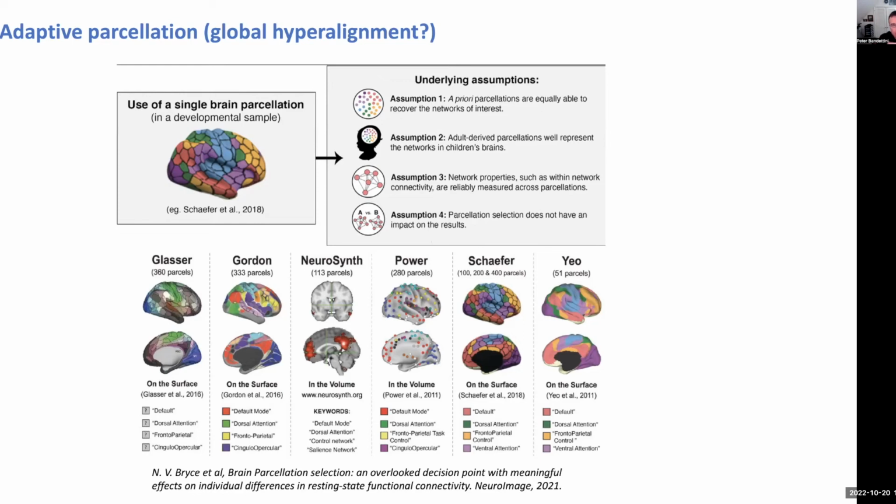The reason I bring up global hyperalignment, Jim Haxby's work, is his idea that rather than aligning based on structure, you align based on function. You find the functional areas and then align to that, as opposed to purely the structure, where there are differences.